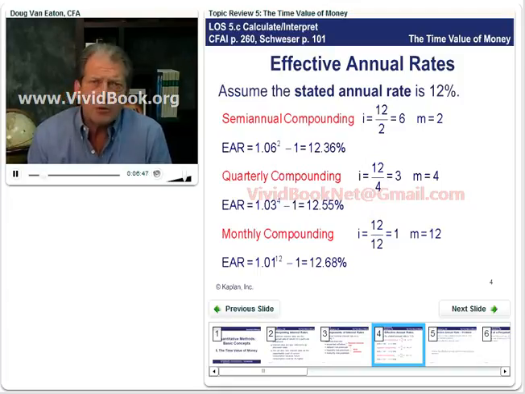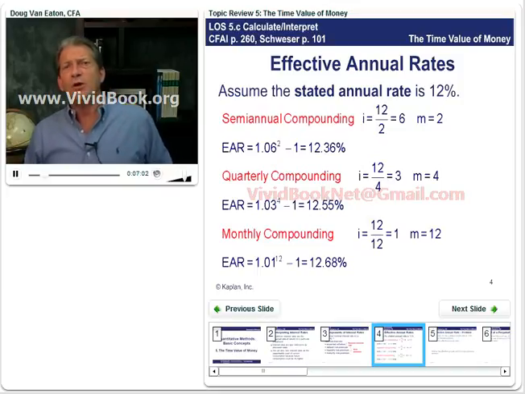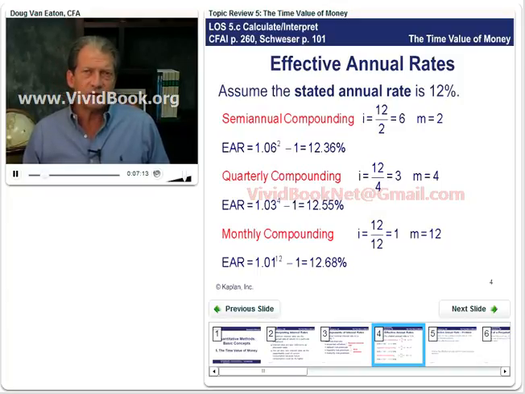And the next thing I want you to see from this slide is that the more frequent the compounding, the higher the effective annual rate or effective annual yield. So with quarterly compounding, your effective annual rate's 12.55%, and with monthly compounding, it's a little higher than that, 12.68%. Now, this stated annual rate, it could be stated for a security.